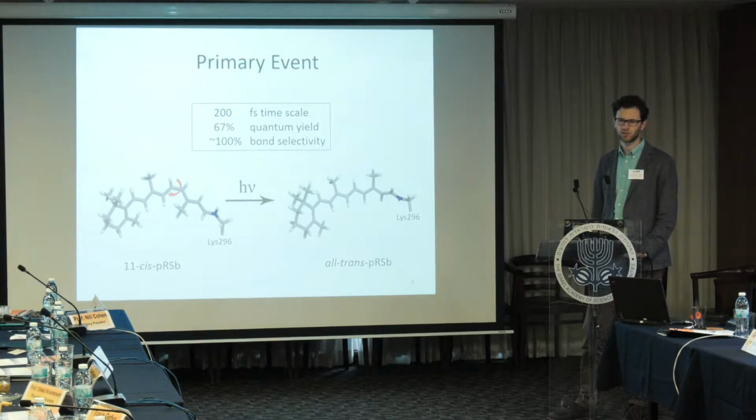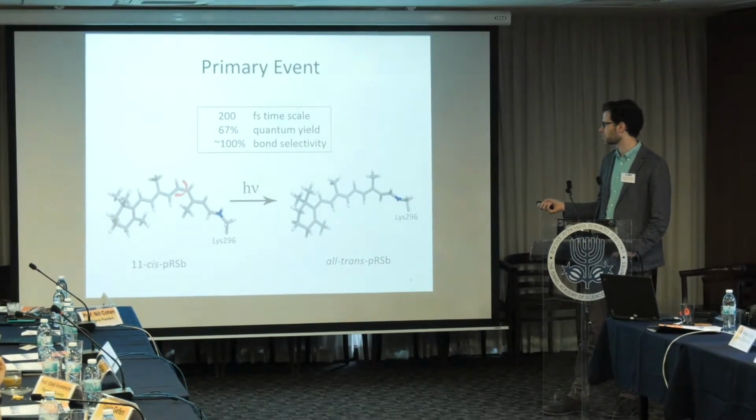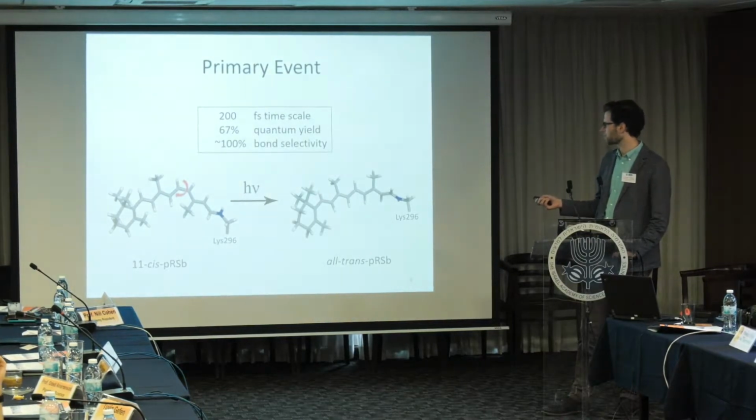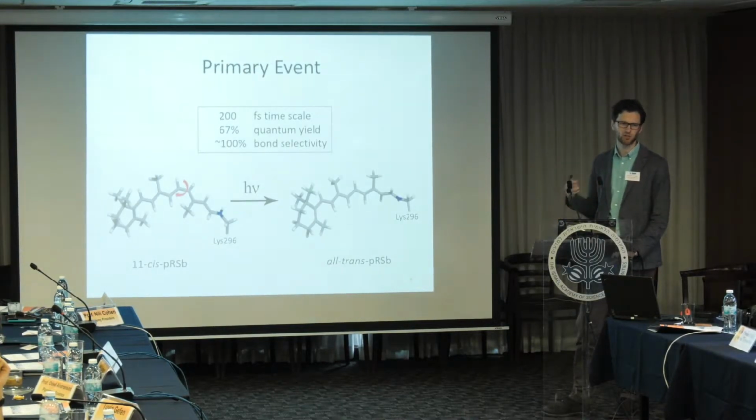Who knows what is a femtosecond? Except Barak, she probably knows. 10 to the minus 15, yeah, exactly. It has a 67% quantum yield. It's one of the most efficient photochemical energy converters. And it has 100% bond selectivity. Meaning, from these 6 double bonds, only one, the central double bond, is isomerizing. So this is a dream reaction for organic chemists. They would like to have such a selectivity in the lab.